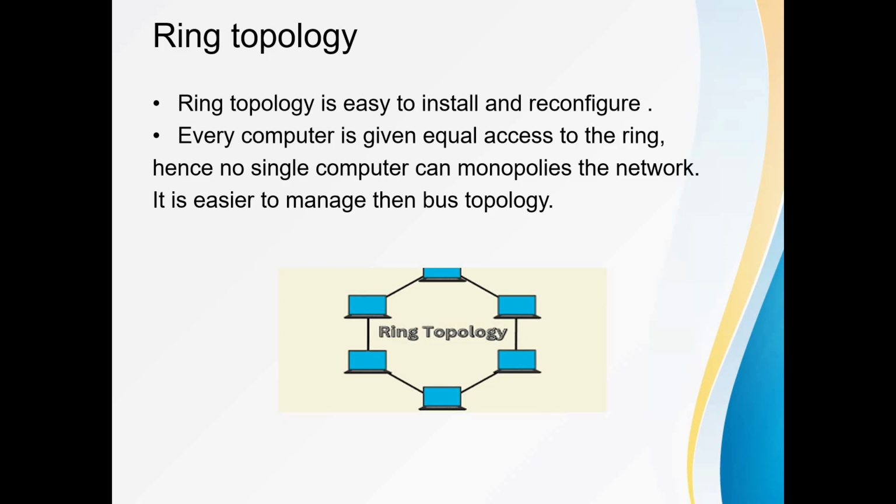Regarding advantages and disadvantages of ring topology, it is easy to install and reconfigure. Every computer is given equal access to the ring, hence no single computer can monopolize the network. So these all are advantages which are given for this type of network. Next, regarding disadvantages, failure in any cable or node breaks the loop and can take down the entire network. Maximum ring length and the number of nodes are limited.